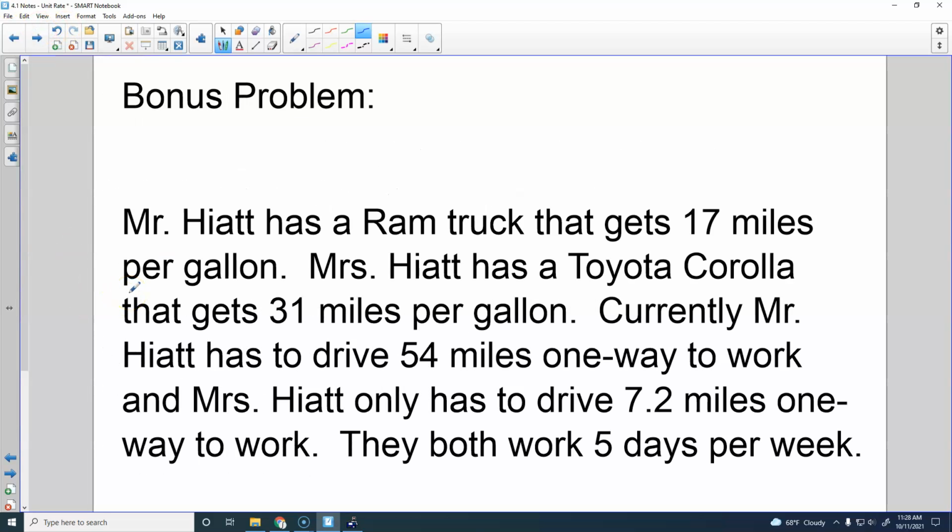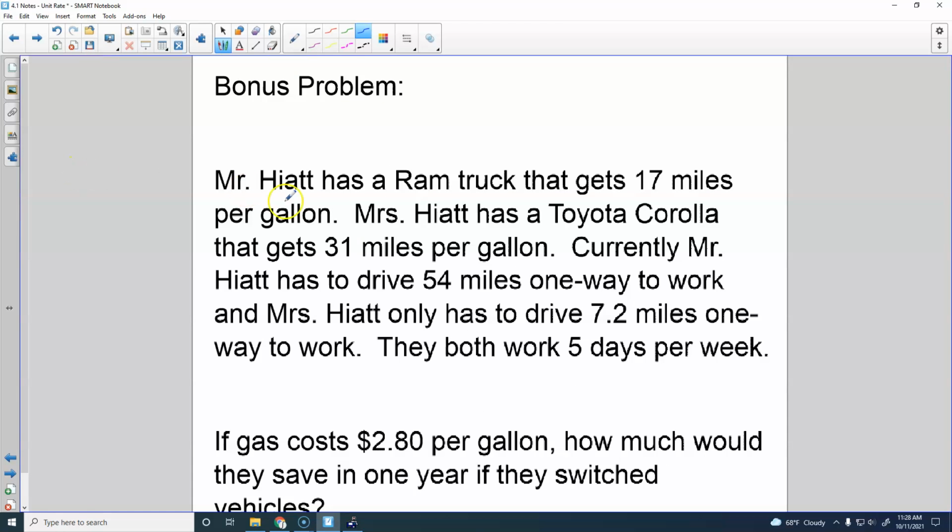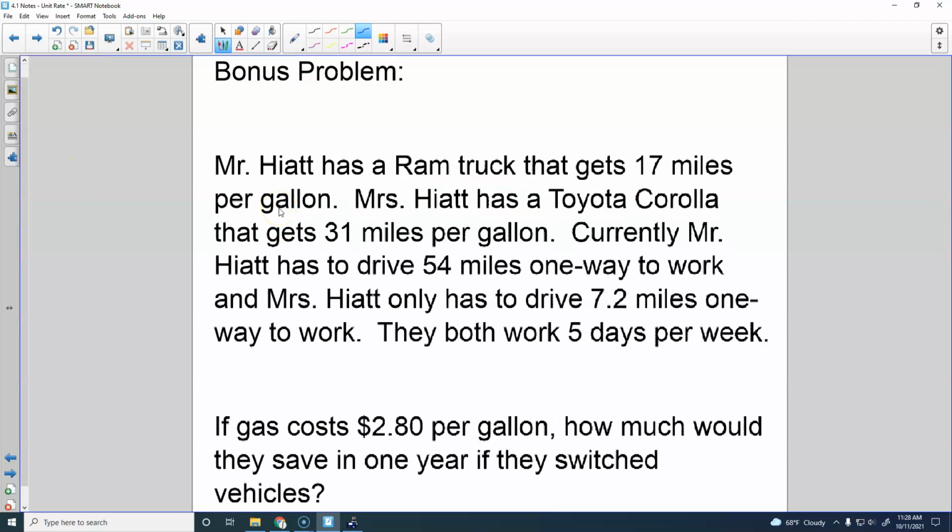All right, here's another bonus problem for you. This is a real life scenario because several years ago, my husband had to drive to Winston every day for work, and I only had to drive just from State Road to here, so I didn't have to drive that far. And he had a Ram truck, and it got probably about 17 miles a gallon. And I drove a Toyota Corolla that got, I guess, 31 or somewhere around there. It got good gas mileage.